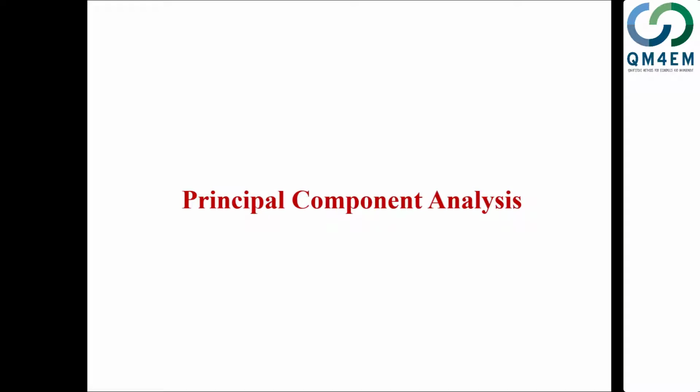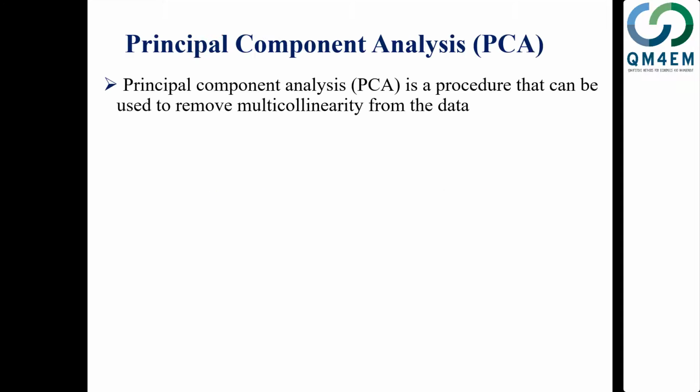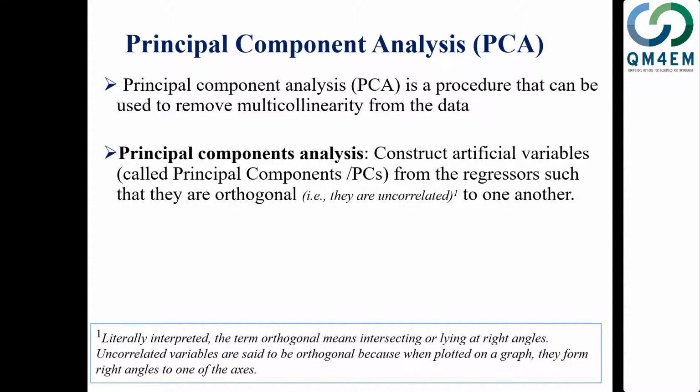What is principal component analysis? It's a procedure that can be used to remove multicollinearity from data. So it's one remedial measure, one proper remedial measure. Principal component analysis constructs artificial variables called principal components from the regressors such that they are orthogonal to one another. Now again, a new term: principal components, or PCs.